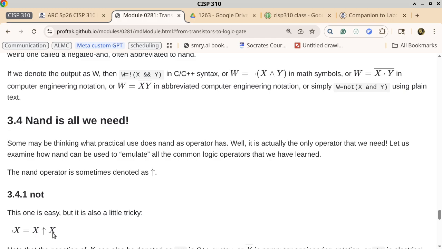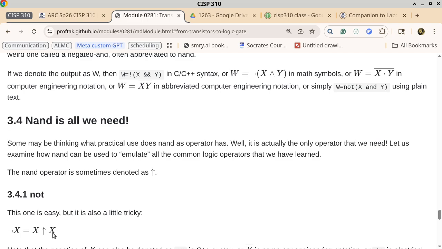But just in case you want to verify this, how can you validate this particular equality? Do you know enough skills to double check and make sure that the negation of x is actually x NAND x? How would you go about doing that? Does anyone want to give it a try? All right, well, let's try to give it a try here.